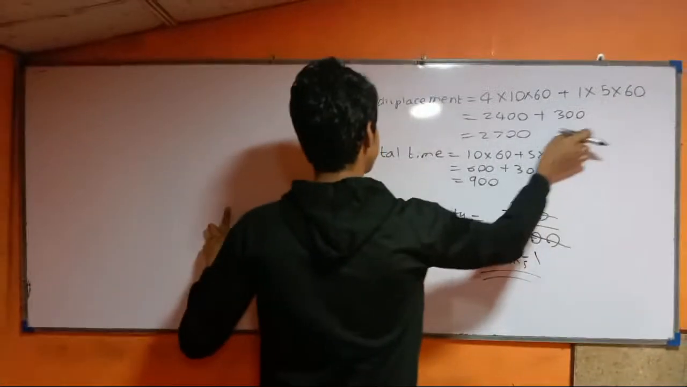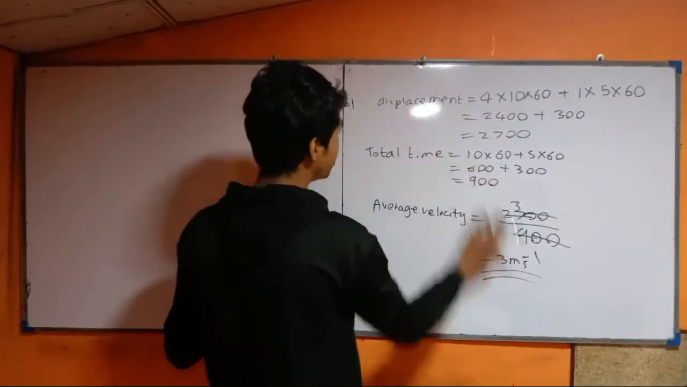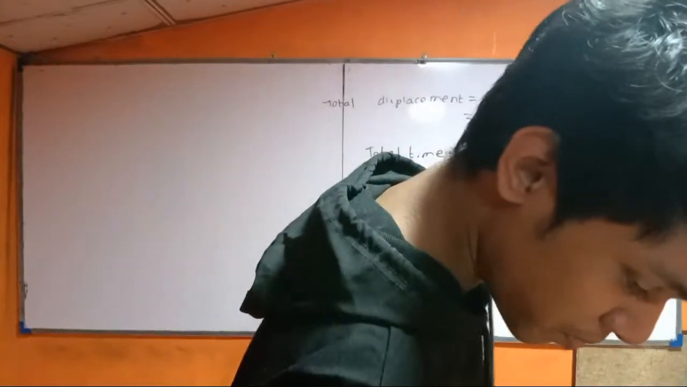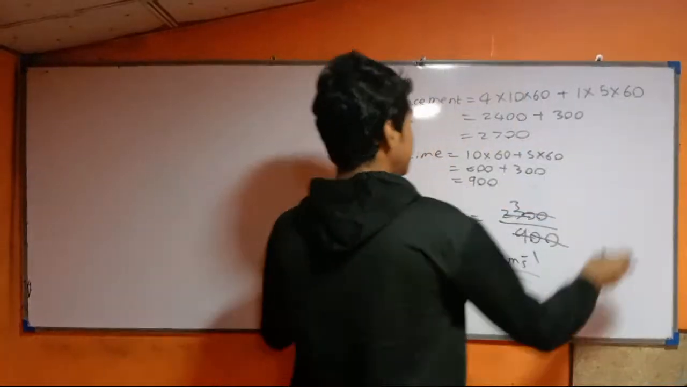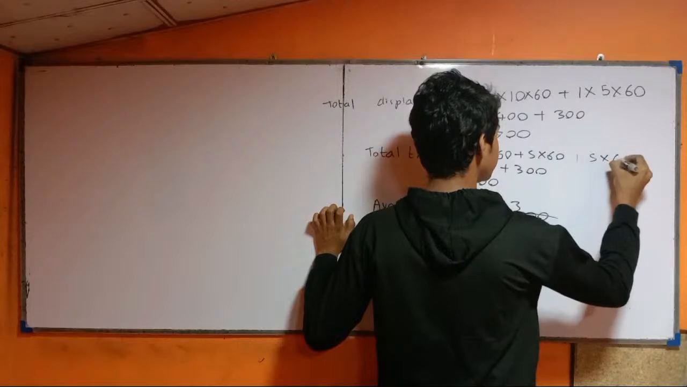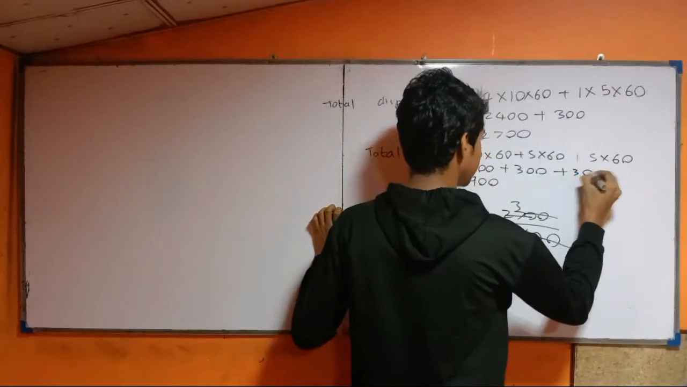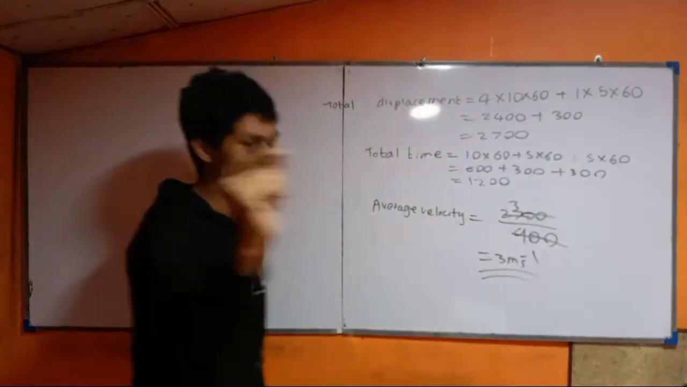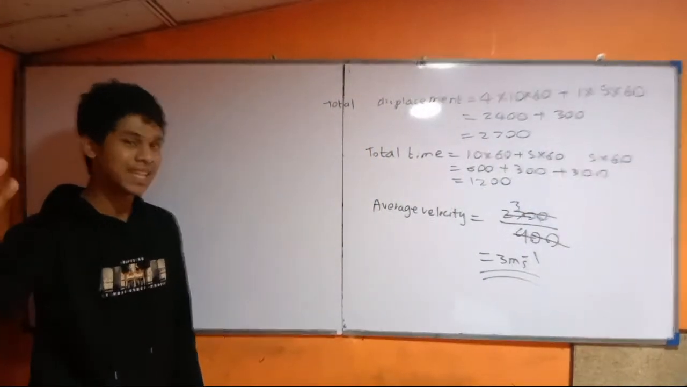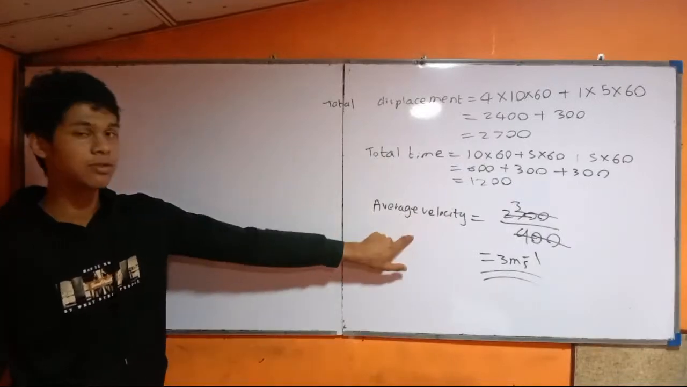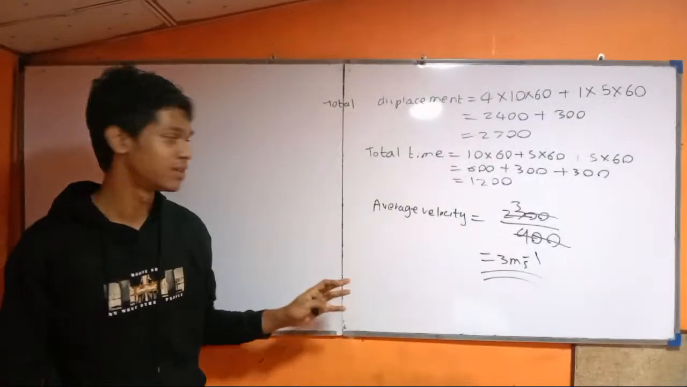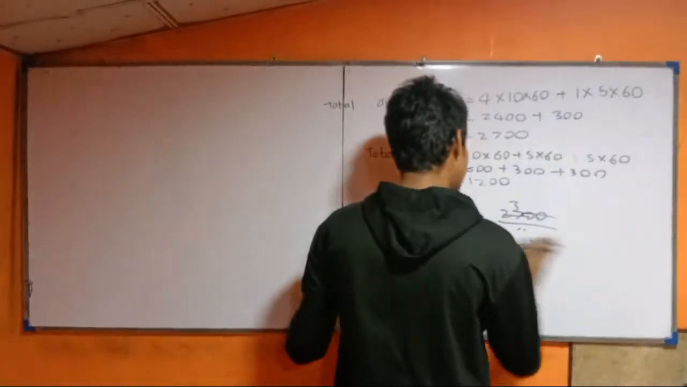So the displacement is the same, but the total time is going to be affected. He is going to rest, take a break of 5 minutes, so 5 into 60, you need to add it again. That means plus 300, that means 1200 seconds. It doesn't matter anything else. Average velocity is equal to total displacement divided by total time. Never forget that.